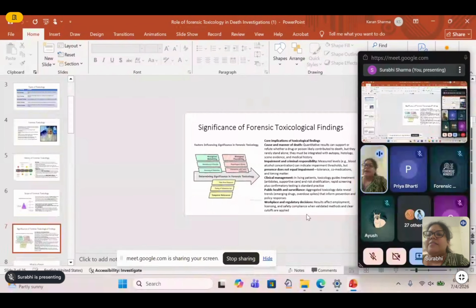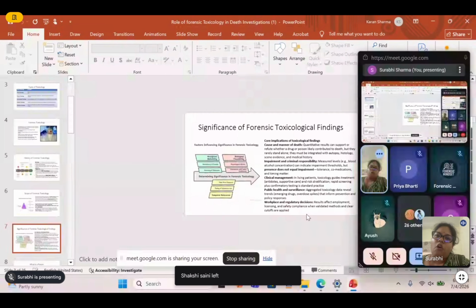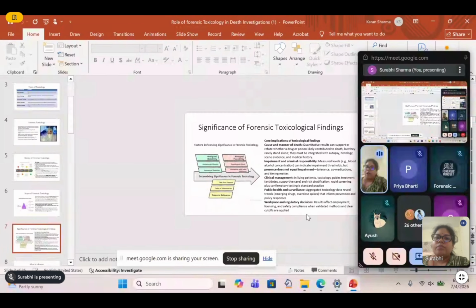Then we have public health and surveillance, where aggregated toxicology data reveal trends, that is, emerging drugs and overdose spikes, that inform prevention and policy responses. For example, I was reading news a few days back that cannabis, which is illegal in India, may see new law reforms. The work is given to the Supreme Court itself, and the Supreme Court is working on reforms to the laws on the usage of cannabis.